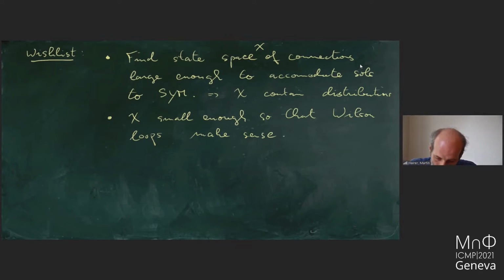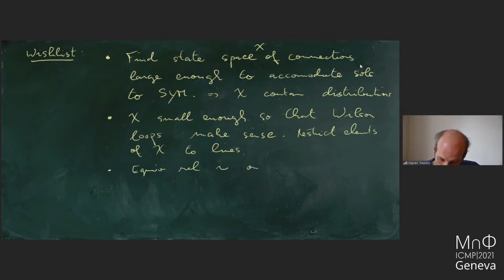And so here you want to be able to, for example, restrict elements of X to lines, or smooth enough lines, for example. Right? So then you want to have an equivalence relation on X, which is interpreted as, well, A equivalent to A^g for g in curly G.